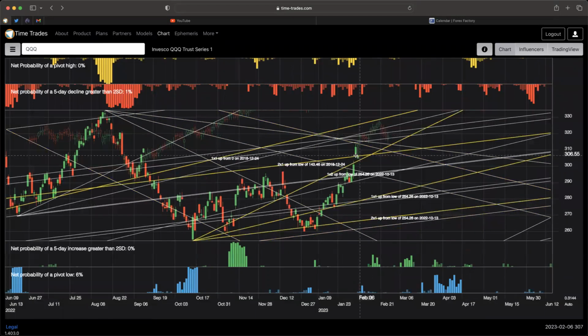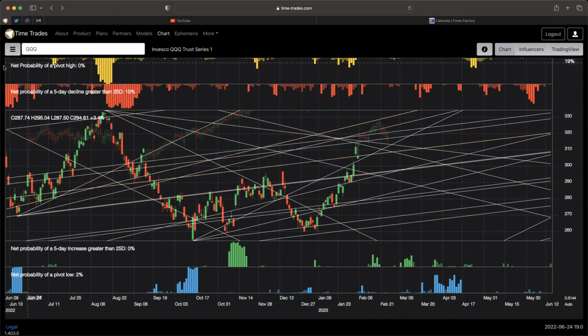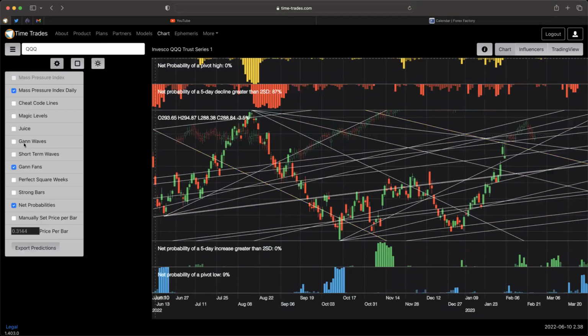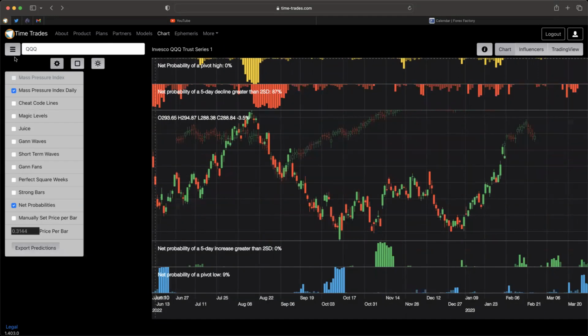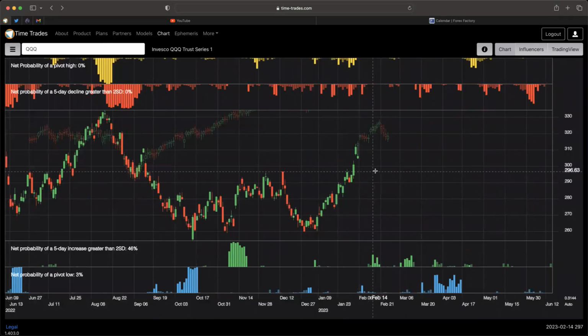So one of the things we're seeing here is that based on the Gann Fans, based on the mass pressure index, let me just turn off Gann Fans so it's easier to see. Based on the mass pressure index, we see a continuation up in the Qs, and that it also aligns with the probabilities of the move up here into Friday the 17th.